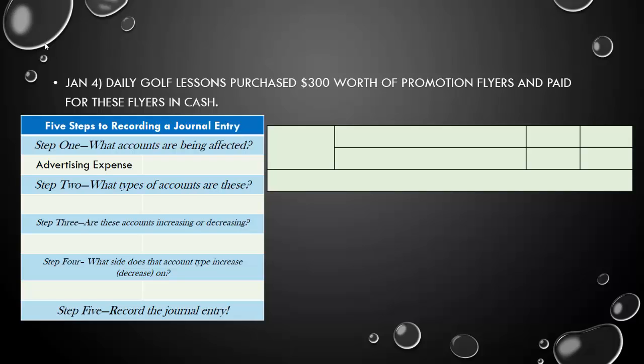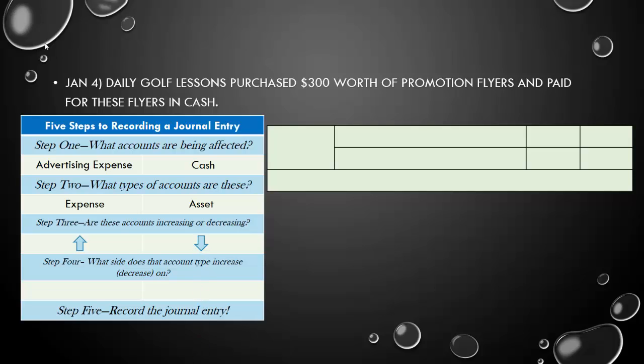How are we paying for those flyers? In cash. Those are the two accounts that are going to be affected here. Advertising expense is an expense account, while cash is an asset. Advertising expense tracks how much money we've spent in total advertising our business over a period of time. We just spent $300 more to buy these flyers, so that's got to be going up. And since we're sending the cash out to whatever company made us these flyers, our cash has to be going down.